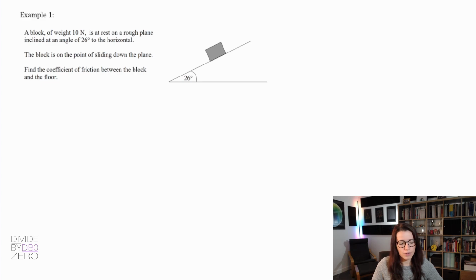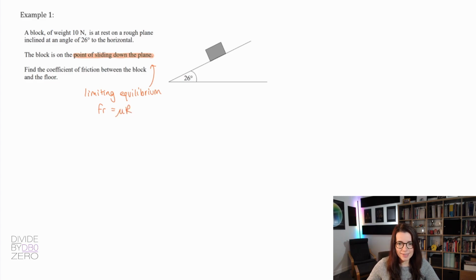Example 1. A block of weight 10 newtons is at rest on a rough plane, inclined at an angle of 26 degrees to the horizontal. The block is on the point of sliding down the plane. Find the coefficient of friction between the block and the floor. Now, because it's on the point of sliding down the plane, that means the system is in limiting equilibrium, so on the point of moving. When we have limiting equilibrium, then friction is at its maximum. So we can say friction is going to be equal to mu R in this case.